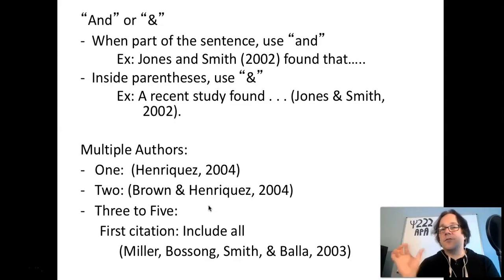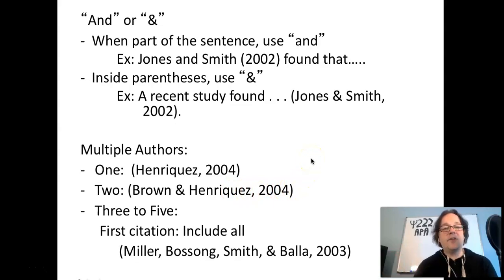What happens when we have multiple authors for these in-text citations? Well, one author is pretty easy. Just the last name, right? Say Henriquez 2004. Have two people, that's pretty easy too. We've already seen a couple examples there. We would say Brown and Henriquez 2004.